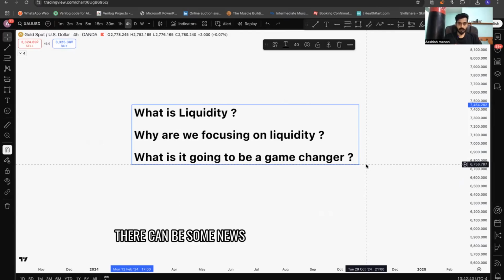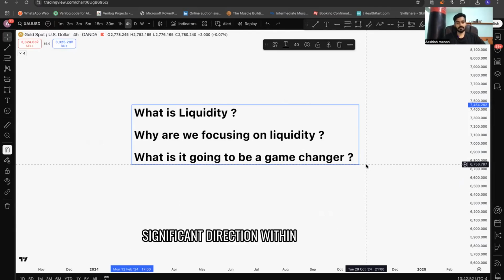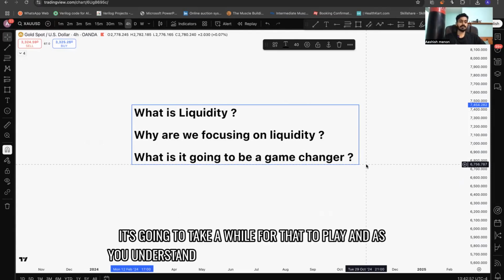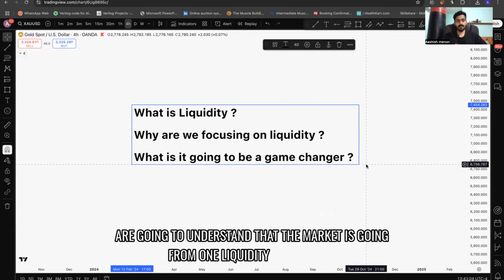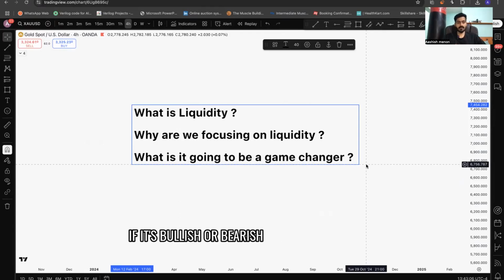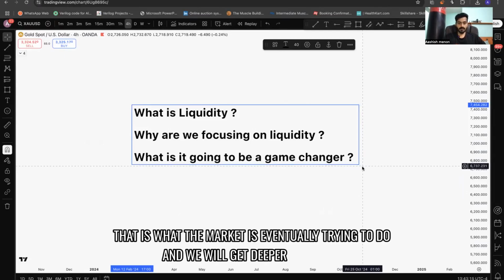There can be some news impacts, but news doesn't happen every day. And even if there's an impact, even if something huge comes up and creates a significant direction within the market, it's going to take a while for that to play out. As you understand this concept deeper and deeper, you are going to understand that the market is going from one liquidity to another. If it's bullish or bearish or consolidating, it doesn't matter. All it's doing is that. That is what the market is eventually trying to do, and we will get deeper into that.